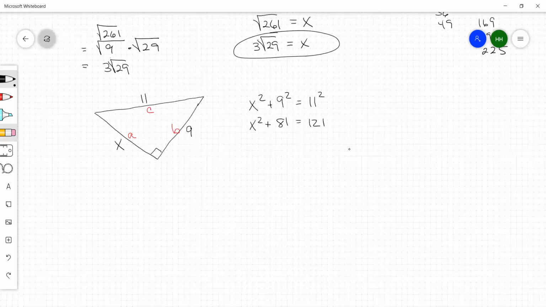Now pay attention here. This is a little bit different. We got to subtract 81 from each side. So our x squared is equal to 121 minus 81. That's 40. We square root both sides. So x equals the square root of 40.